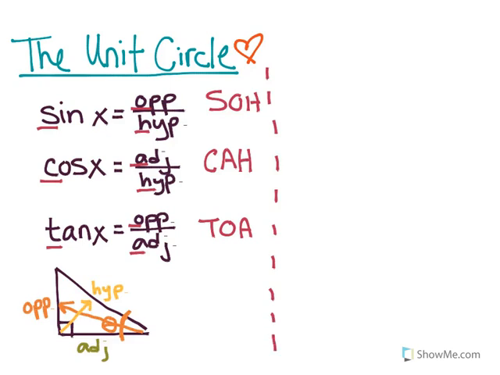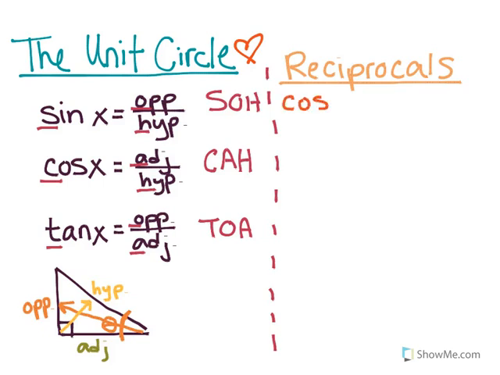So these guys also have what are called reciprocal functions. And as you know, a reciprocal is when a fraction or a ratio is flipped. The numerator becomes the denominator, and the denominator becomes the numerator. So sine's reciprocal function is called cosecant, which is abbreviated as CSC. So if cosecant is the reciprocal of sine, then we would flip this, and instead of opposite over hypotenuse, we would have hypotenuse over opposite.